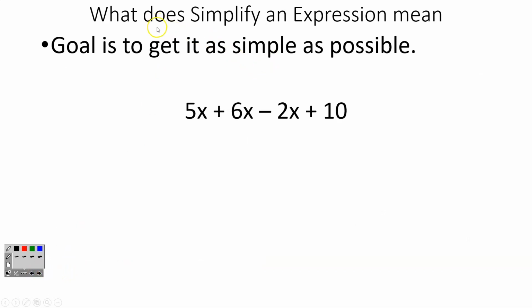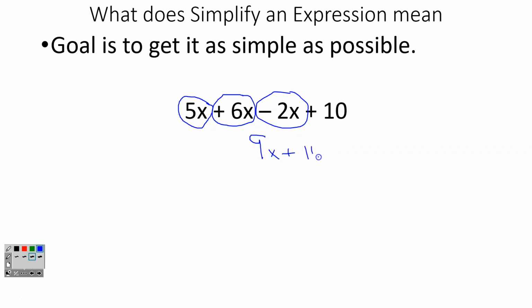Next thing is simplifying an expression. What does it mean? It means to get it as simple as possible. You want to get it as small as you possibly can. So in this case, something like combining like terms. So I have 5x that I can combine, and a positive 6x and a negative 2x. So 5x plus 6x is 11x. 11x minus 2x gives me 9x.